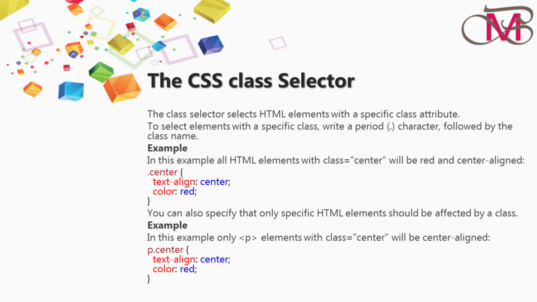The CSS class selector. The class selector selects HTML elements with a specific class attribute. To select elements with a specific class, write a period character, followed by the class name. Example. In this example, all HTML elements with class equals center will be red and center-aligned. You can also specify that only specific HTML elements should be affected by a class. Example. In this example, only P elements with class equals center will be center-aligned.